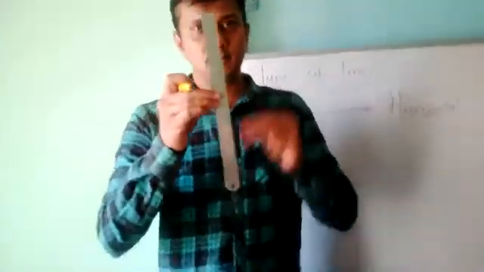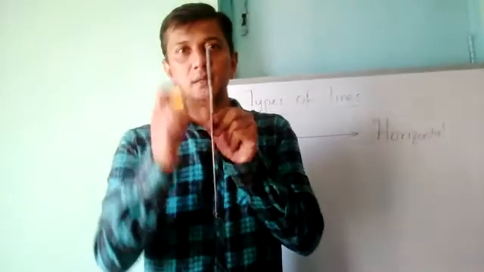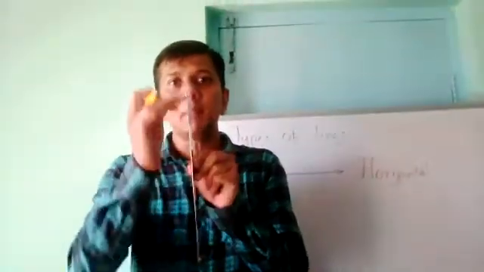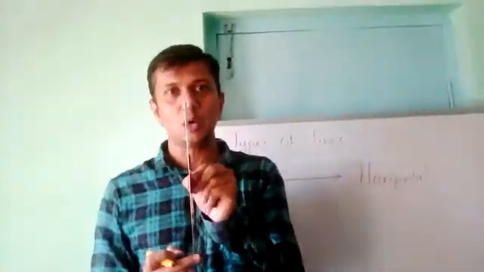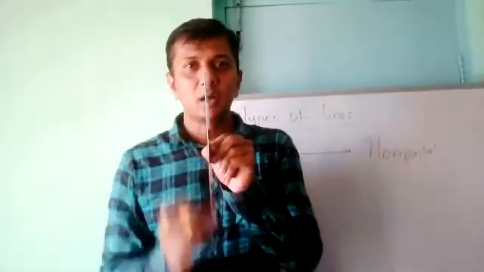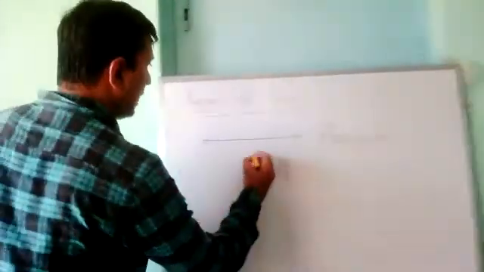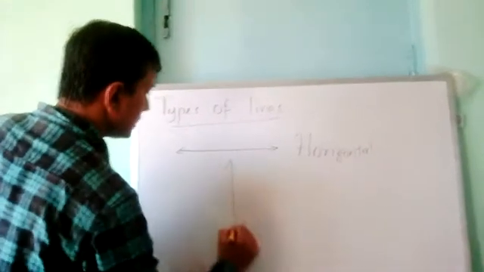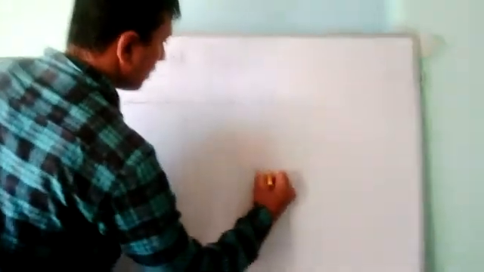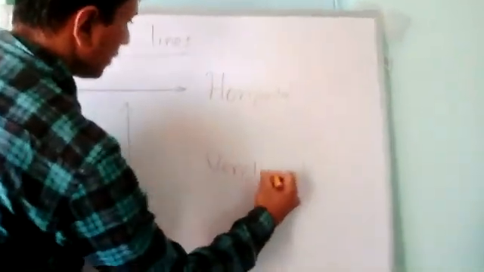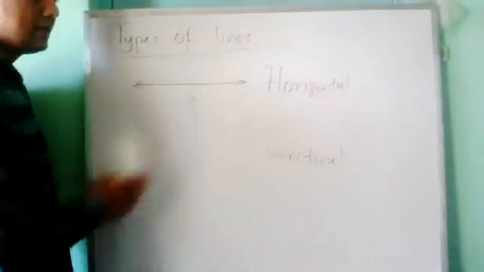Suppose I hold the scale like this, now it is in a standing manner. That means it is standing now. So we call it the vertical manner. See here, vertical.